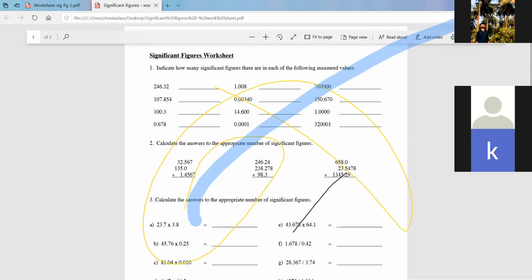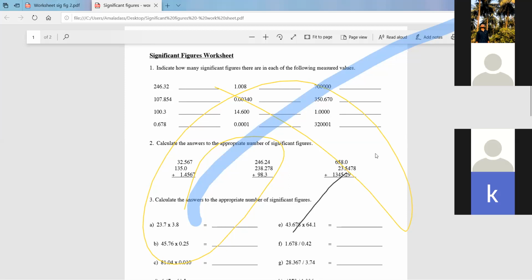Okay, next problem. Please solve the next problem, everyone. 246.24, 238.278, 98.3.